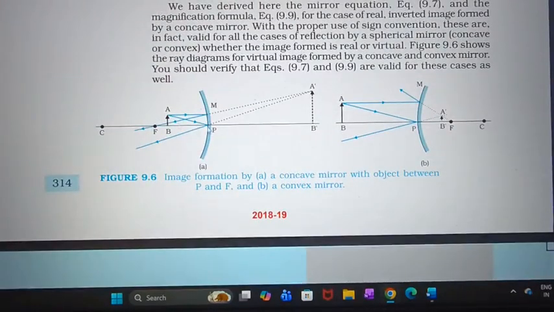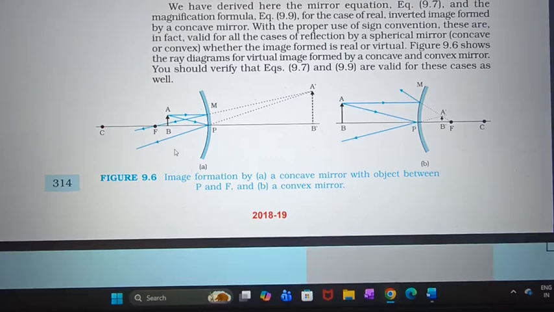If the object is between F and P, this is the only scenario where a virtual image is formed in the case of a concave mirror. And this is the only scenario where a virtual image is magnified. Generally, a convex mirror is where there is a virtual image and it is always diminished. But this is the only case in a concave mirror where a virtual image is formed, and it's the only scenario in the entire mirror topic where a virtual image is magnified.